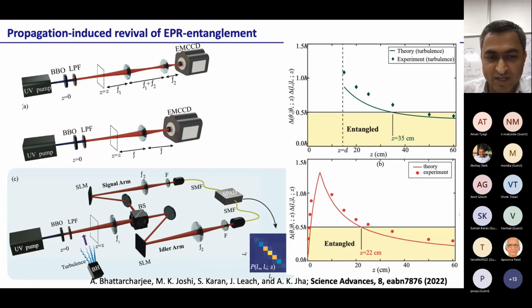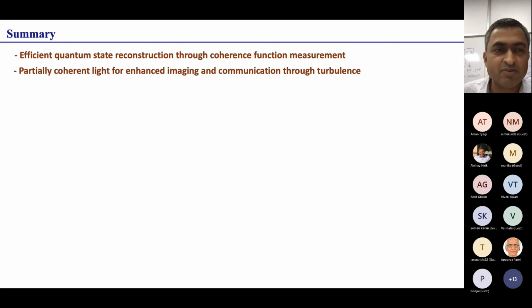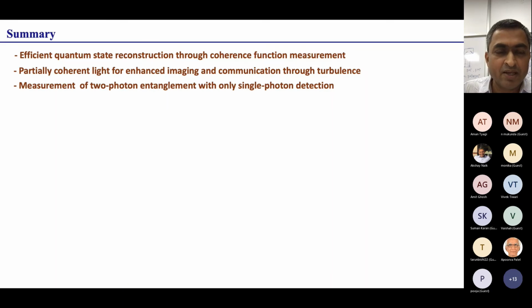Okay, so maybe I can go to the summary then. What I have shown are a few results in efficient quantum state reconstruction through coherence function measurement, using partially coherent light for imaging and communication through turbulence. Here, what we are working on now is to take this towards the quantum domain. Instead of classical partially coherent light, we use quantum partially coherent light, mixed states, and see what kind of advantage we can get for quantum metrology and quantum imaging through turbulence.